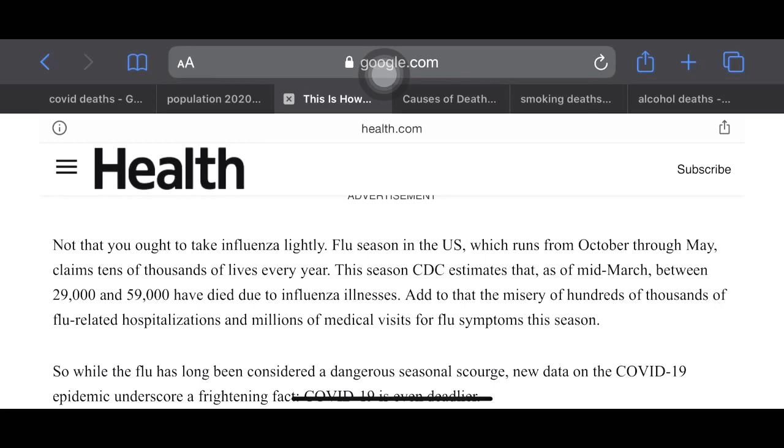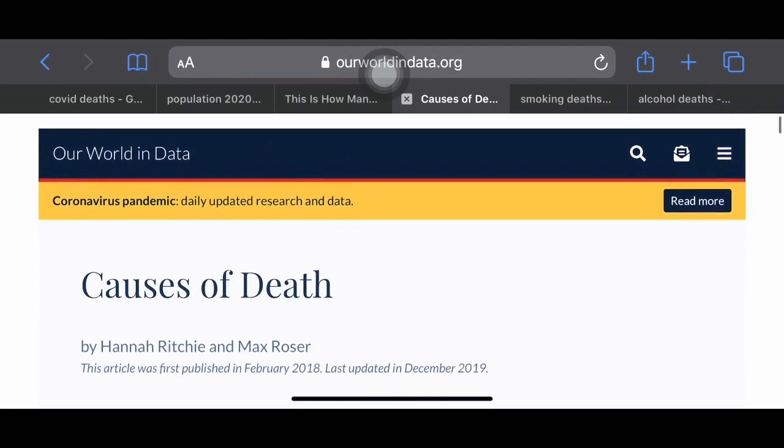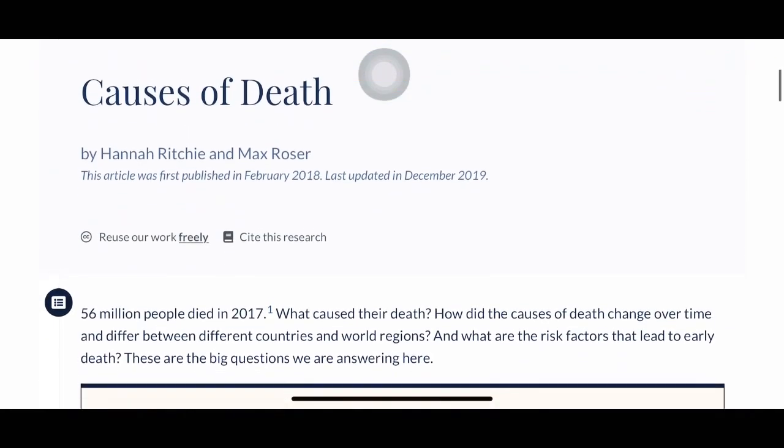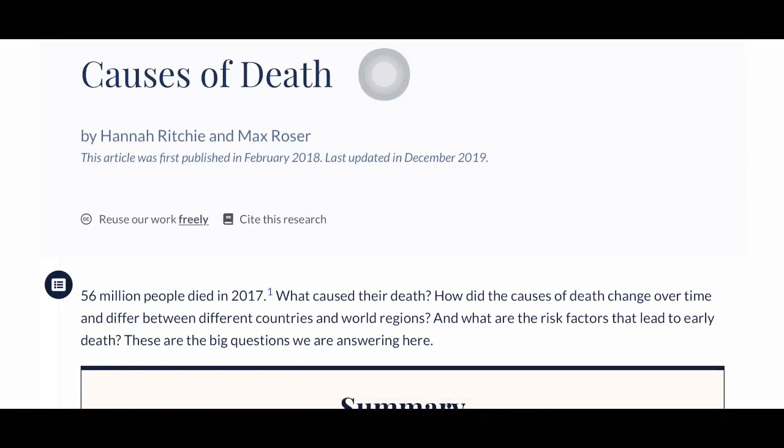Now, I did other things. Let's see. Causes of death. So I think this was... Oh, I did a research. This research is based on how many people just die of natural causes per year, okay? 56 million people. I mean, I know this is 2017. It's a tiny bit old, even though it says updated in December 2019. But whatever. I'm sure 56 million in 2017 still would hold up to today. That's just natural deaths is what this is.